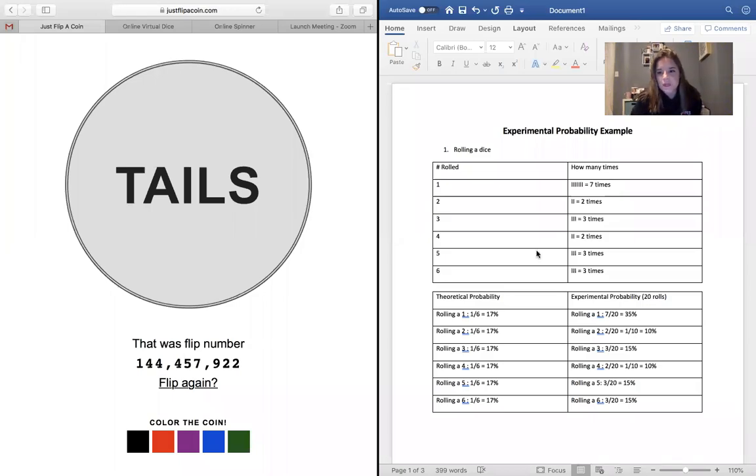Hey guys, I wanted to quickly go through what your assignment is for today. This should be relatively quick. We're still looking at the stuff we looked at yesterday, the theoretical probability and the experimental probability.